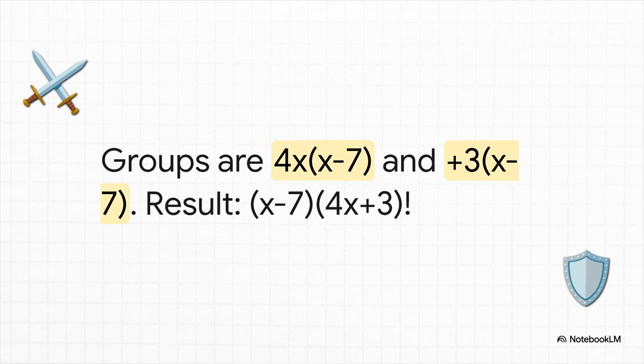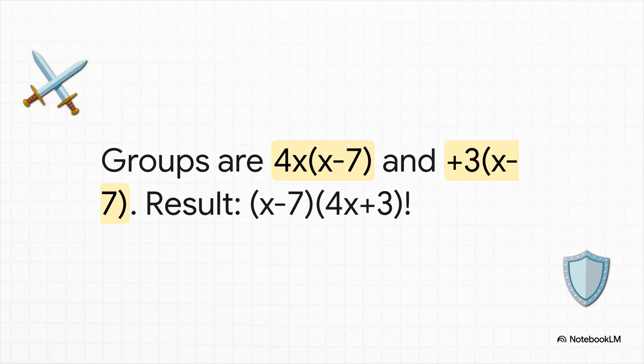Now group 2. What's the common factor for plus 3x and minus 21? It's a positive 3. Pull that out, and we get plus 3 times the bracket x minus 7. Look at the brackets. They're identical, x minus 7. That is the magic of this method. Because they're common to both parts, that becomes our first final bracket. Then, the leftover bits on the outside, the 4x and the plus 3, group together to form our second bracket. The final answer, x minus 7 times 4x plus 3.